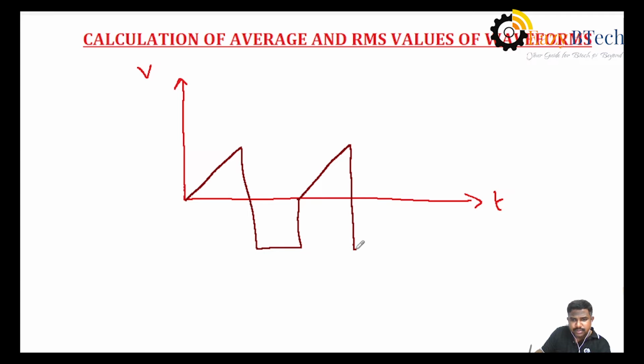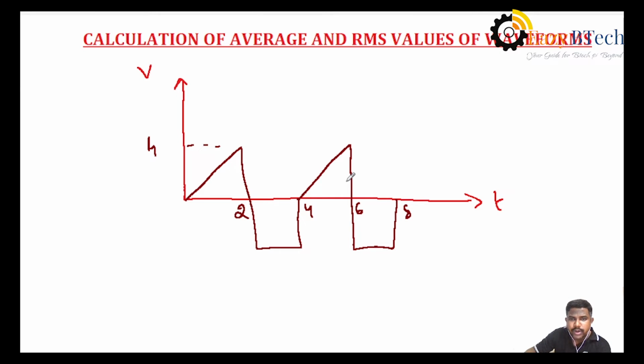Like this, the waveform is given. The maximum value is, for example, 4. The time period is 2, 4, 6, 8, like that here. Okay, this is a very important model. This waveform consists of straight lines like a triangle and a square. That is a combination of a sawtooth and a square waveform.